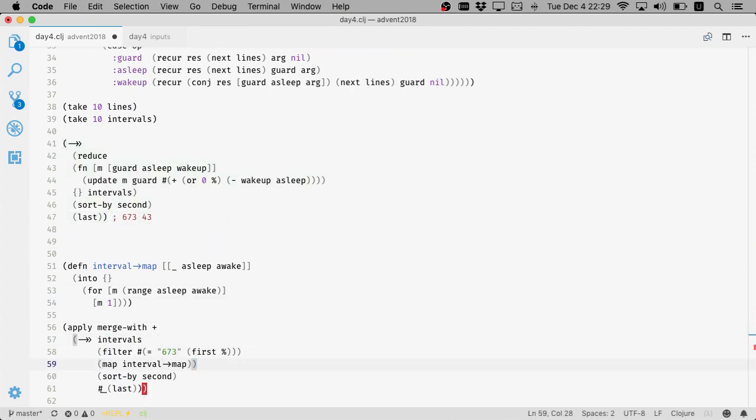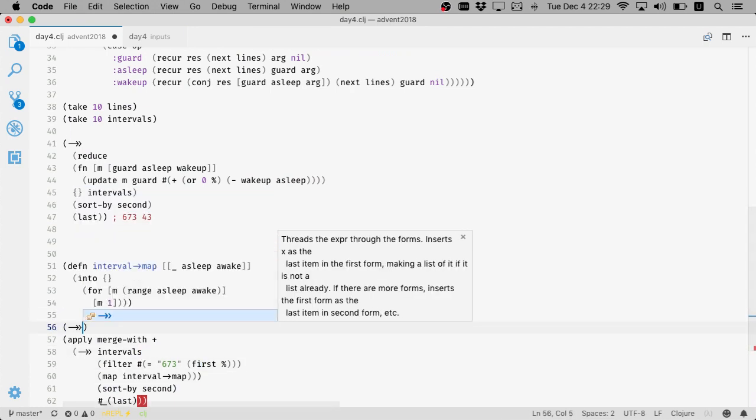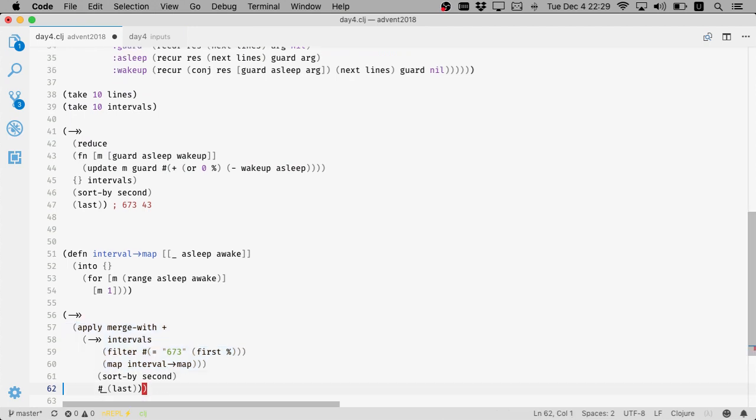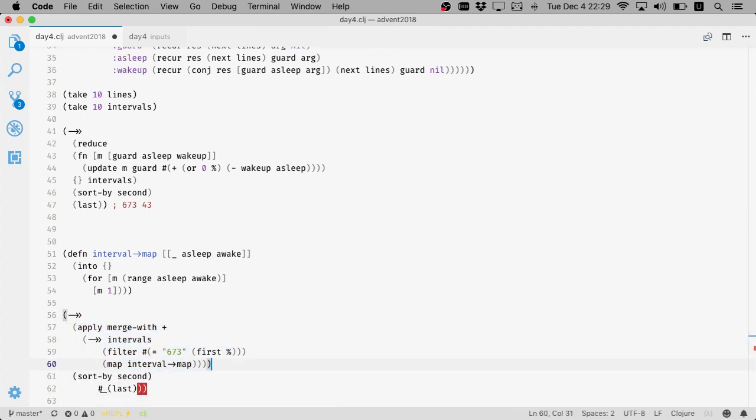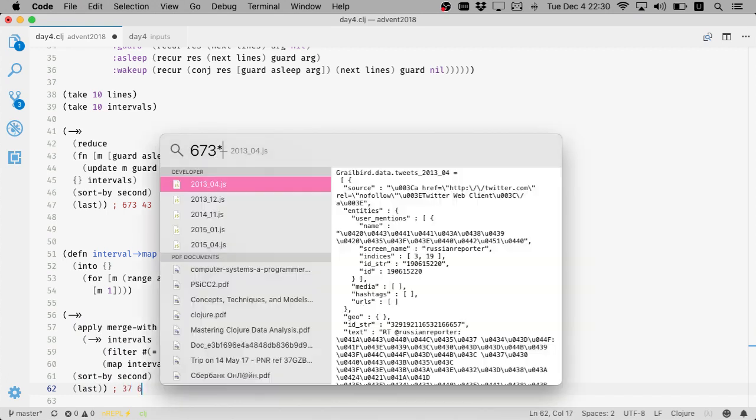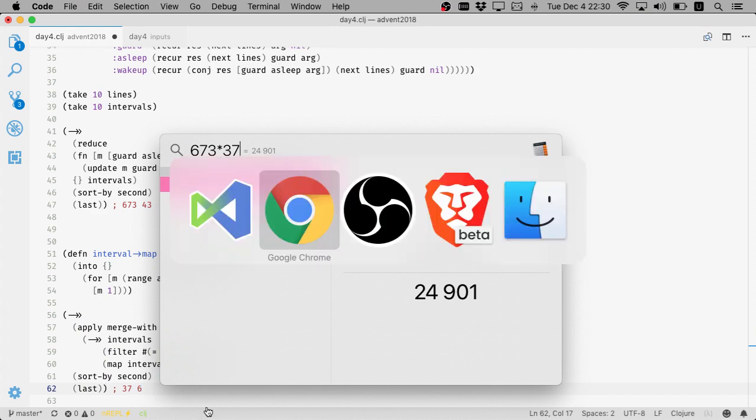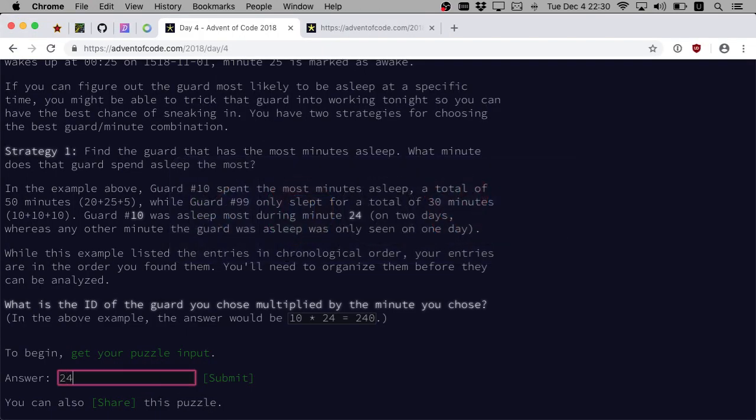Oh, sorry, because I need to do this. Right, because I messed up a little bit. So basically, this one is what we need, and operations we apply should go on there. Right, so the minute he was asleep most is 37, and we need to multiply that. So basically, we need to multiply this by this, 24901. That's not the right answer, it's too low.